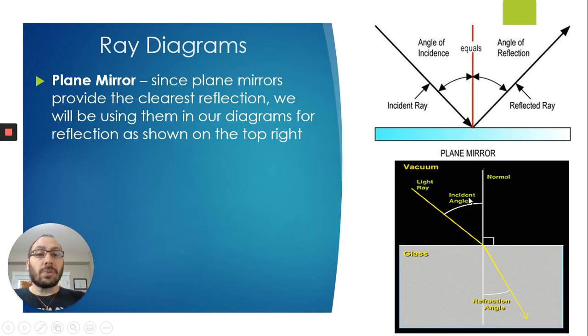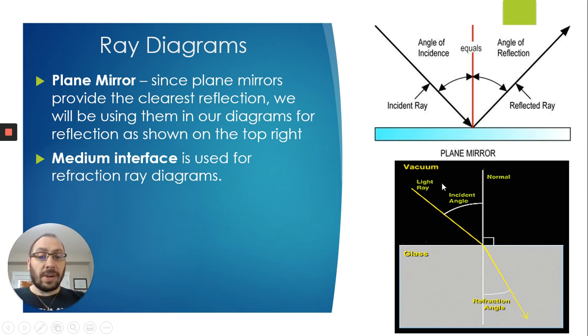Okay. So first, we're going to talk about reflection. Right here it says plane mirror. So for the ray diagram for reflection, you typically draw a straight line, just like so, and you label it plane mirror. Since plane mirrors provide the clearest reflection, we'll be using those for our ray diagrams. We're not going to be worrying about the diffuse reflection that we talked about in the last section.